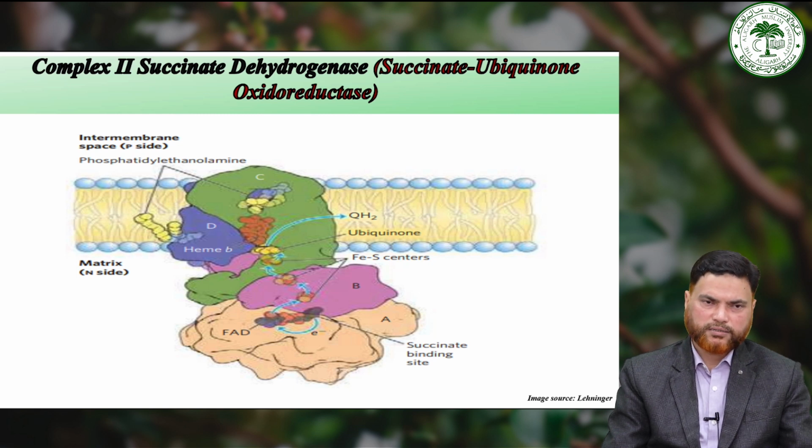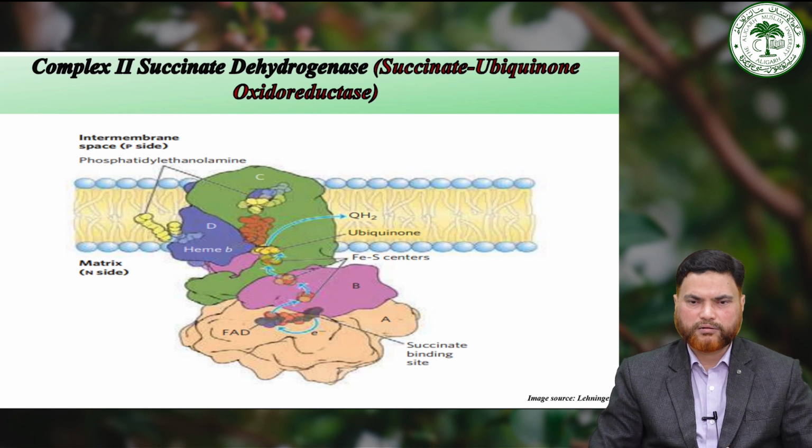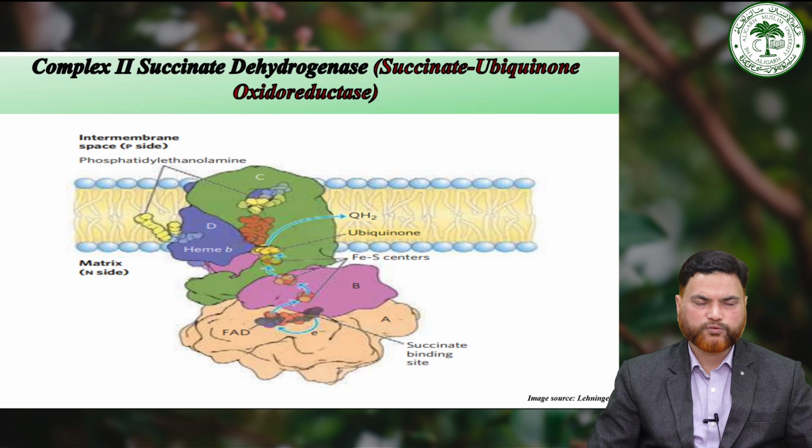Then how is this complex helpful for electron transfer? Basically complex 2 extracts electrons from succinate and then transfers them to ubiquinone through FAD and 3 iron-sulfur centers. The role of cytochrome b is not in the main pathway of electron transport, but it is believed to prevent the leakage of electrons to oxygen, thereby helping in mitigating the formation of reactive oxygen species.